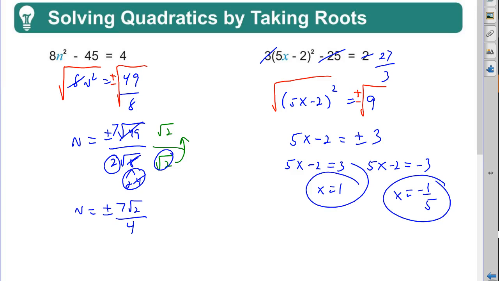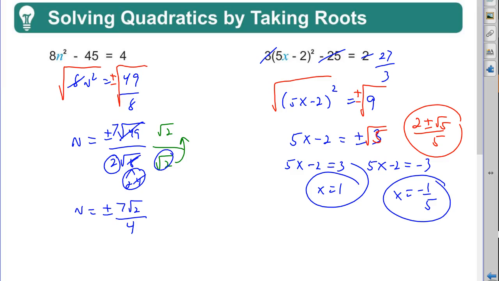If perchance you come up with a radical here, and let's say this would have been a plus or minus the square root of 5, then you're still going to move the 2, you're going to move the 5, and you would have ended up with 2 plus or minus the square root of 5 over 5. All right, and that would be the proper form of showing both answers.